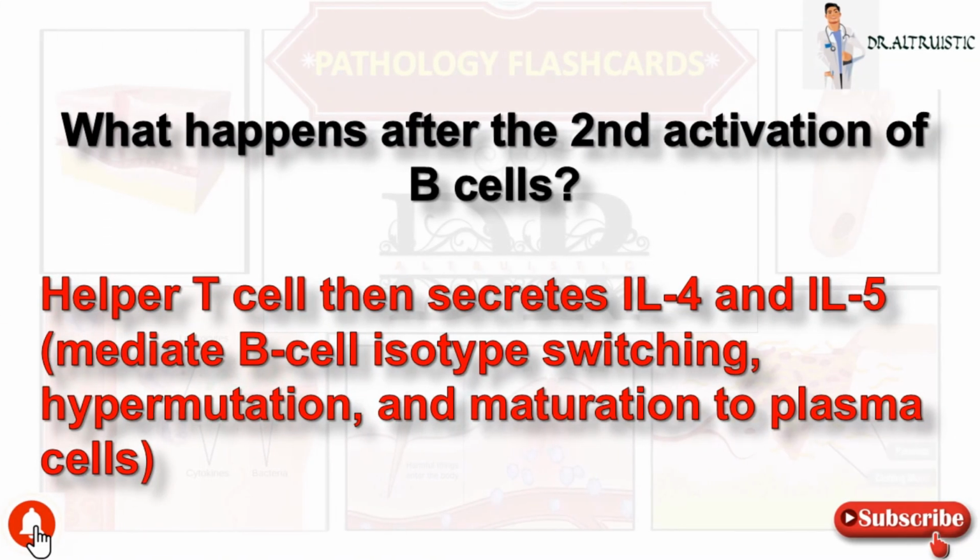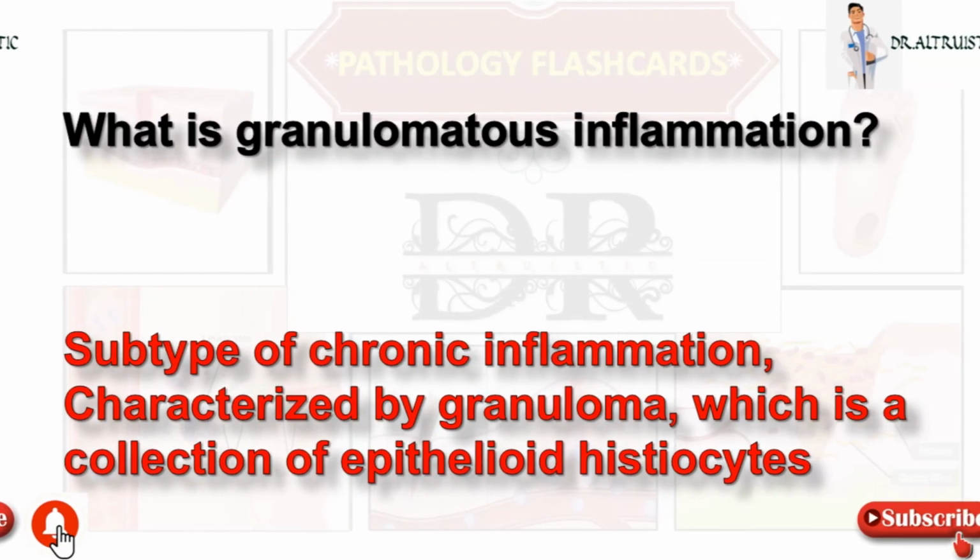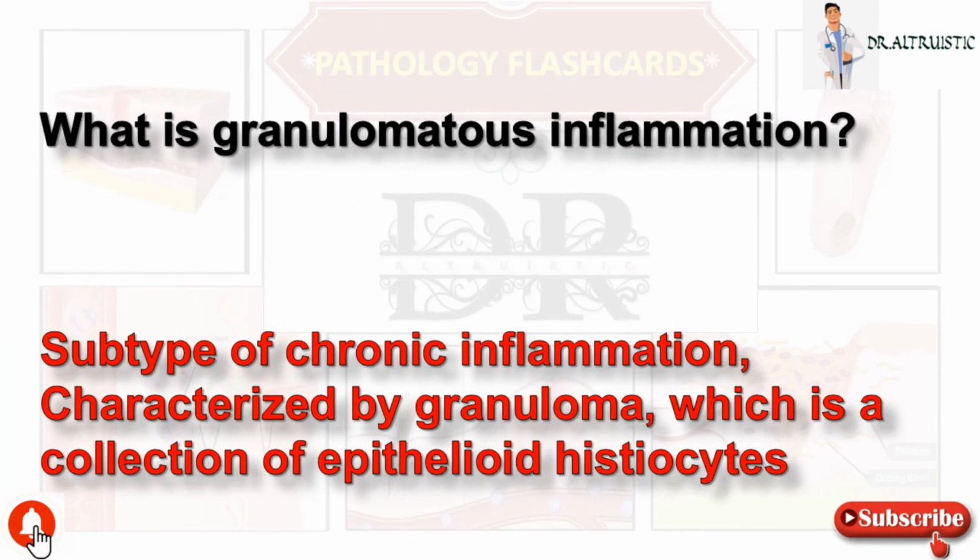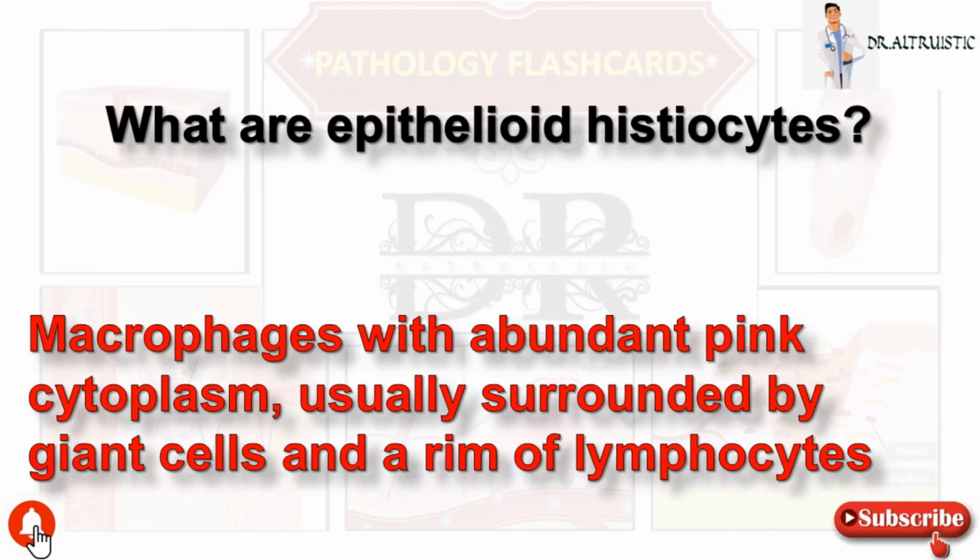What happens after the second activation of B cells? Helper T cell then secretes IL-4 and IL-5, which mediate B cell isotype switching, hypermutation, and maturation to plasma cells. What is granulomatous inflammation? Subtype of chronic inflammation, characterized by granuloma, which is a collection of epithelioid histiocytes. What are epithelioid histiocytes? Macrophages with abundant pink cytoplasm, usually surrounded by giant cells and a rim of lymphocytes.